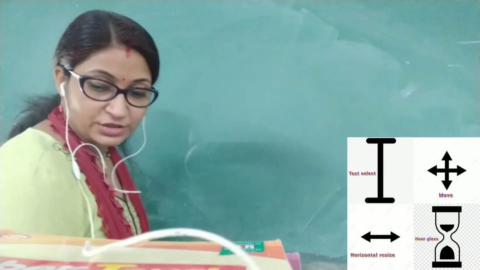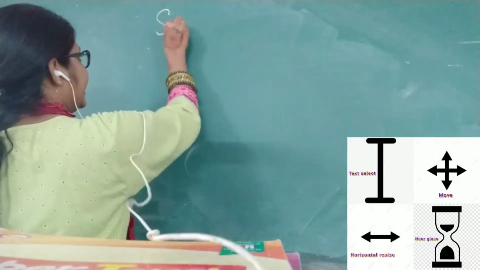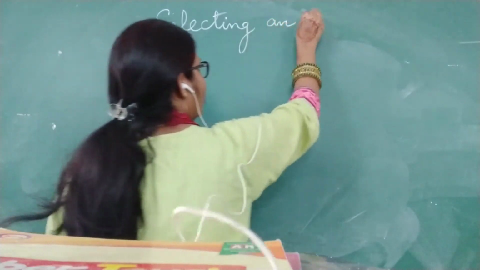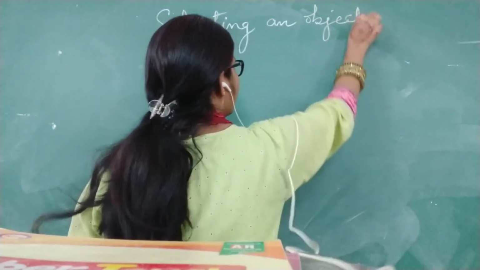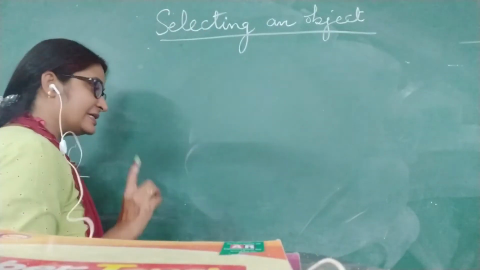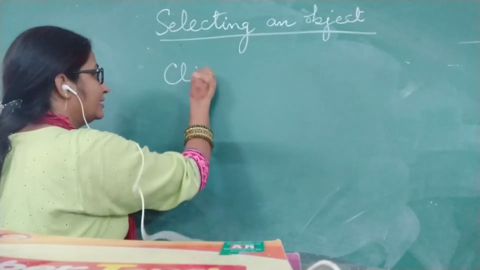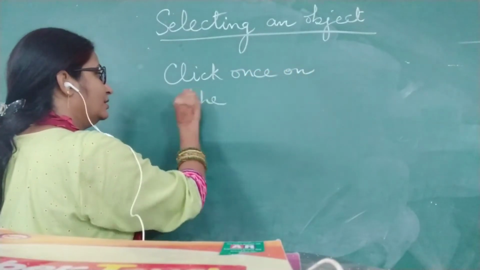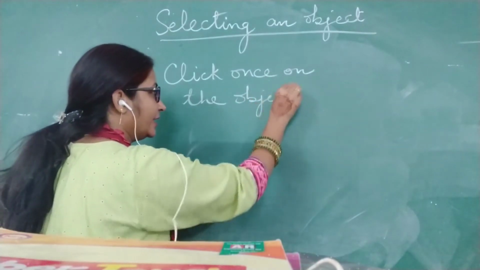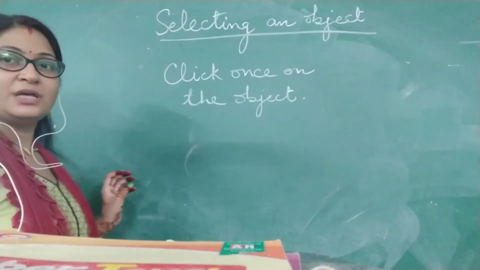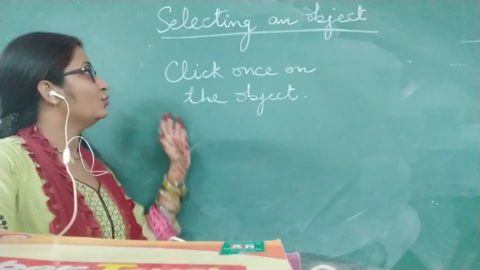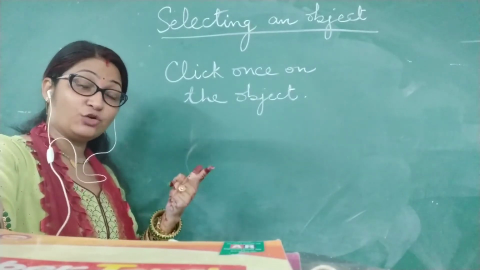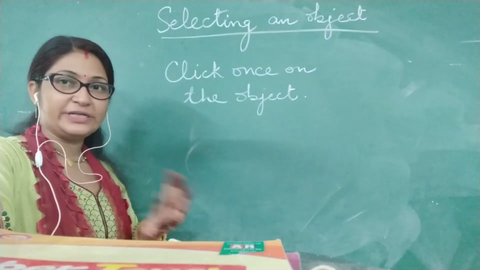So there are two things: selecting an object. If you have to select any object, what will you do? Simply click once on the object. Only this much you have to do. If you have to select any object, simply click it. That's it. Which button? As I told you, the left button. Only that you have to use.